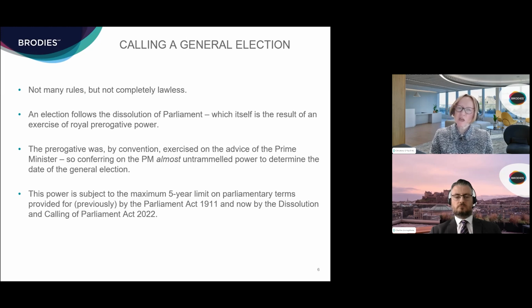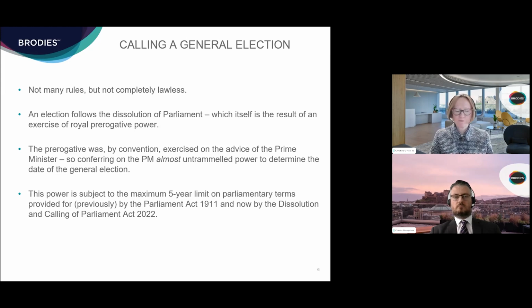Now, that is subject to very little law, but it is subject to a long stop on the length of parliamentary terms of the UK Parliament. So a UK parliamentary session or term has a 5-year limit. That was something that had been in place from 1911, subject to some wartime interventions and extensions of Parliament. There was a brief interruption, which I'll come to in a moment, but the 5-year term has been restored by the Dissolution and Calling of Parliament Act 2022.